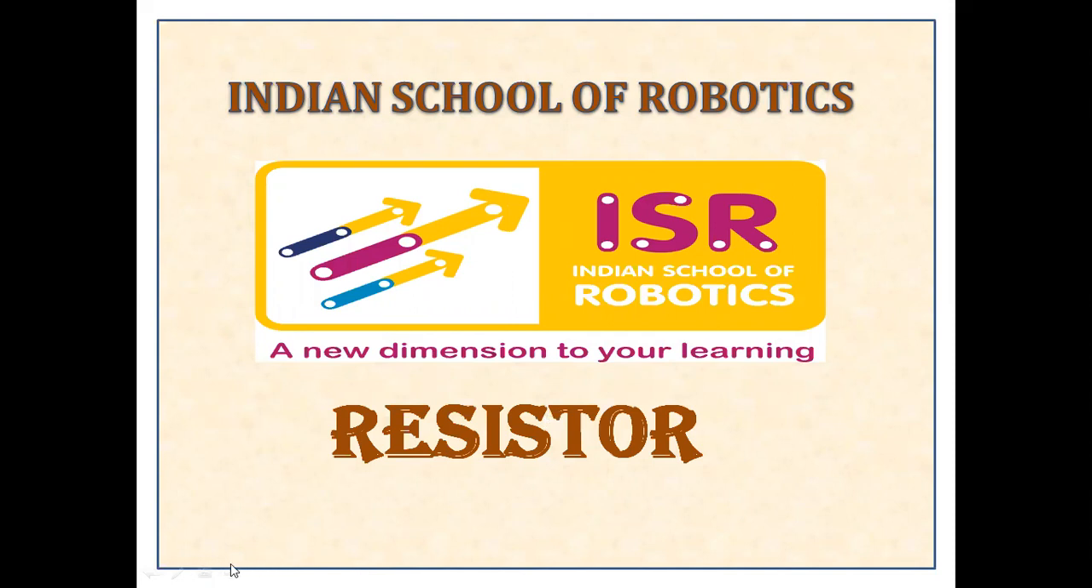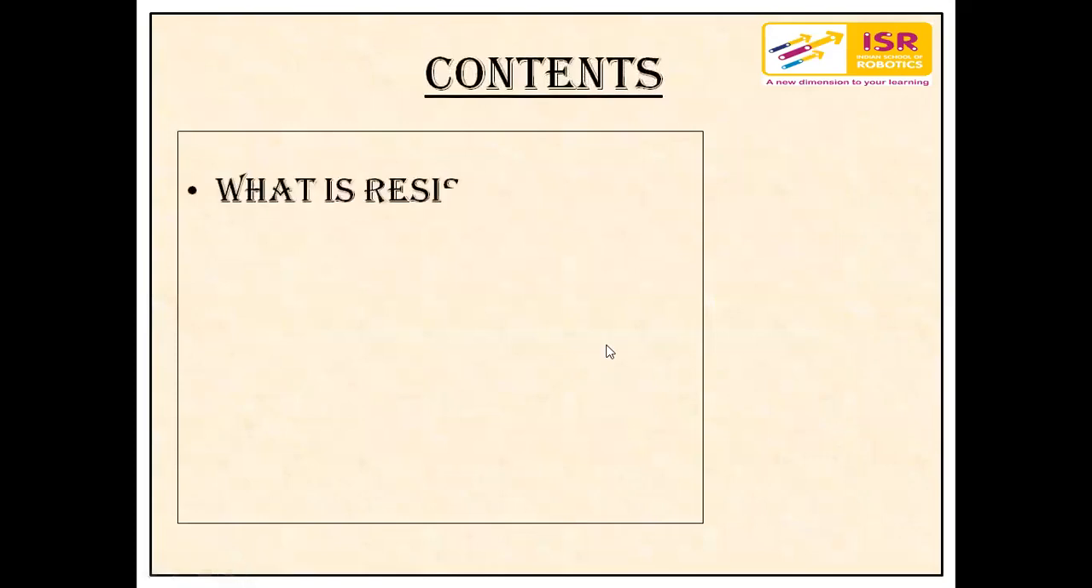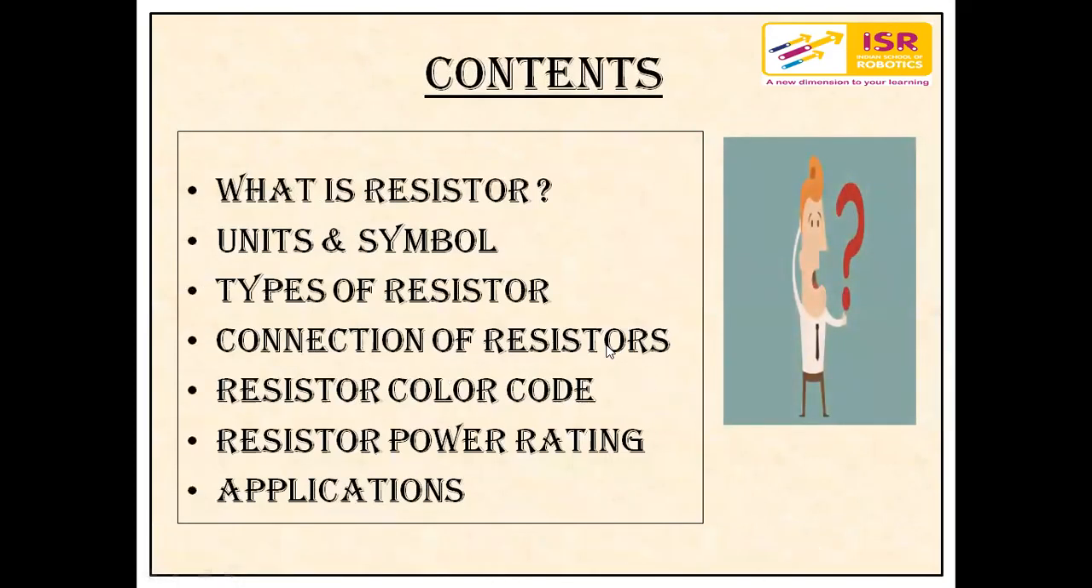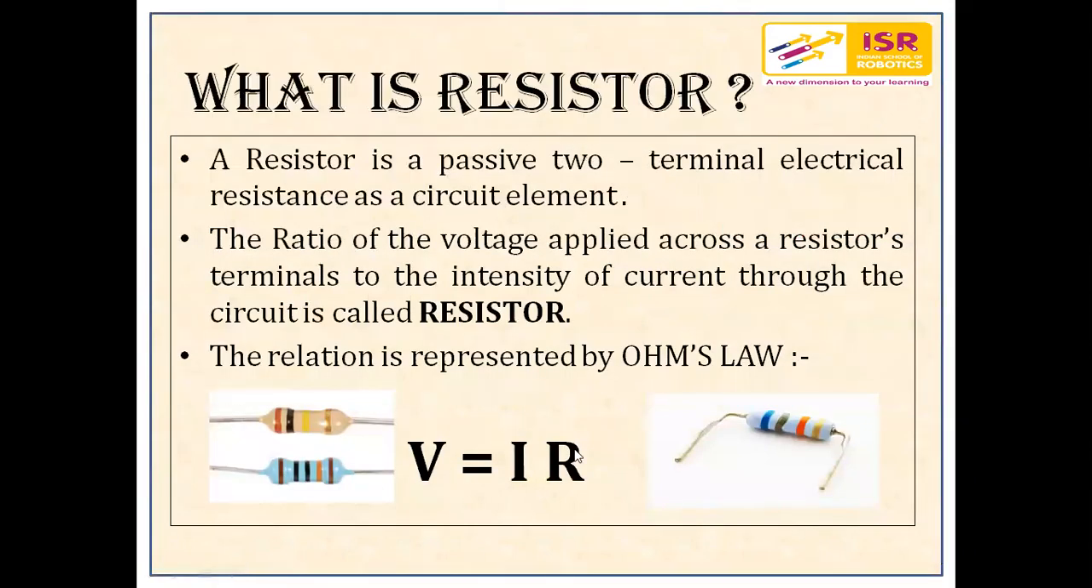Hello everyone, today we will learn about resistors in this session. We will cover various topics related to resistors today: what is a resistor, units and symbols of a resistor, how many types of resistors we have, how we can connect resistors in a circuit, resistor color coding and its power rating, and resistors' applications in circuits or in day-to-day life.